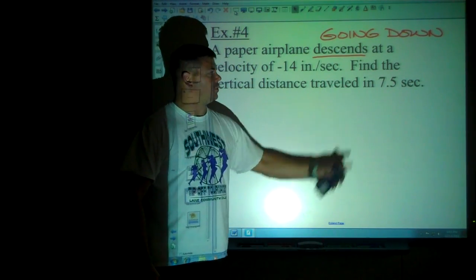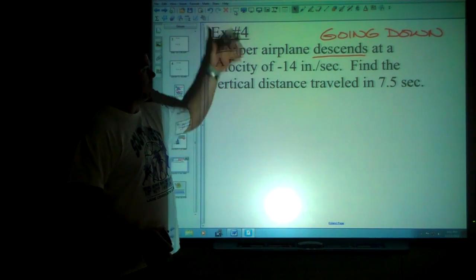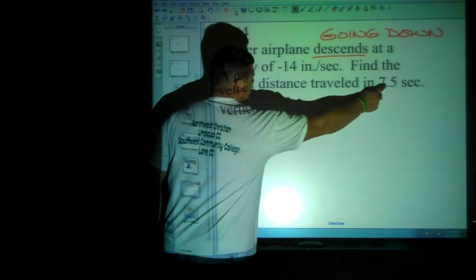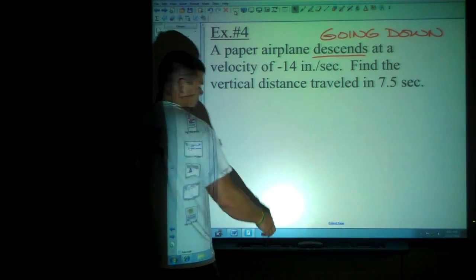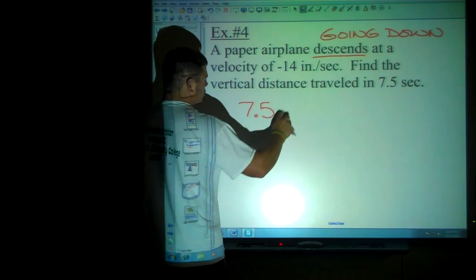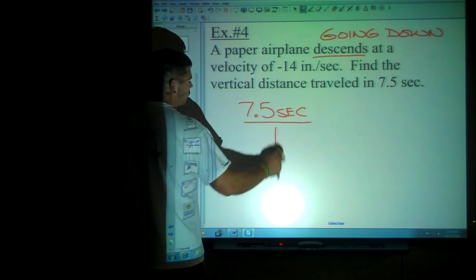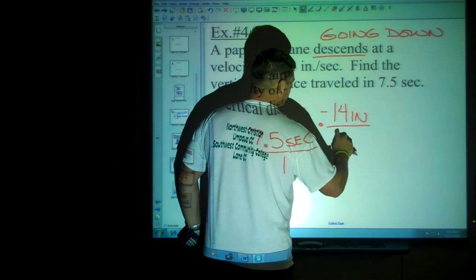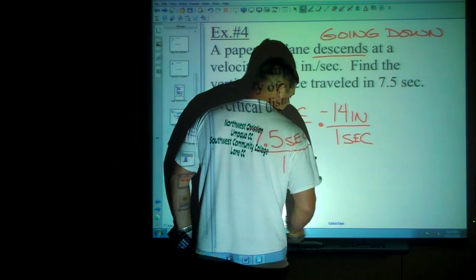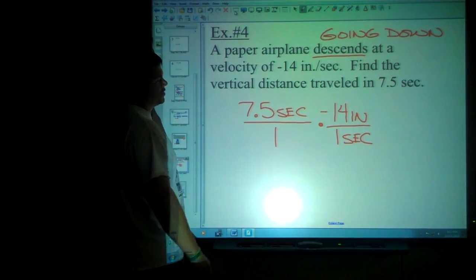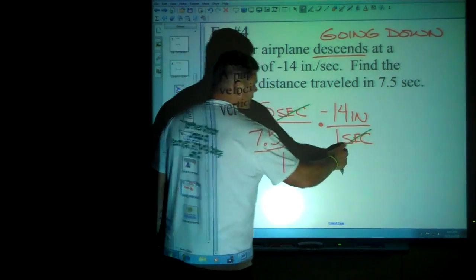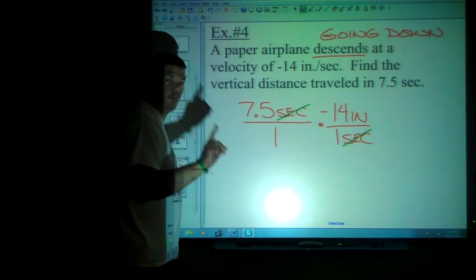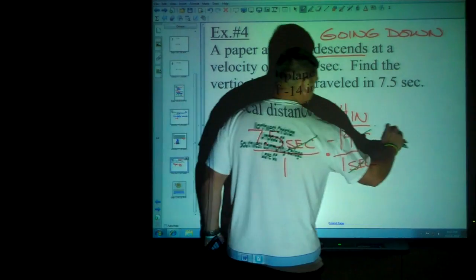Find the vertical distance traveled in 7.5 seconds. Vertical is up and down, so we really want to know how much did it drop in 7.5 seconds. Well, take the 7.5 for how much time there was. And you can write that as a fraction, 7.5 seconds over 1, and multiply it by the negative 14 inches per 1 second. Now fractions work so that if there's something on top and bottom, they cancel, and you'll notice that there's the unit seconds and seconds on top and bottom, so they're going to cancel. You have a positive times a negative. You have one negative sign, so your answer is going to be a negative answer.